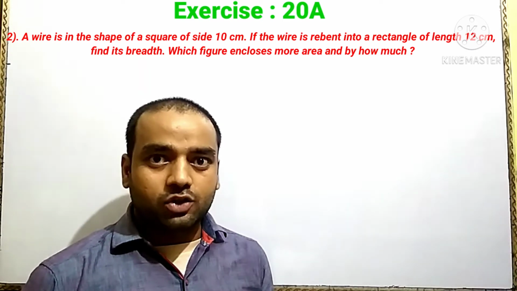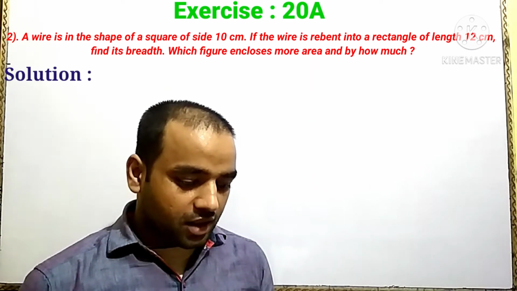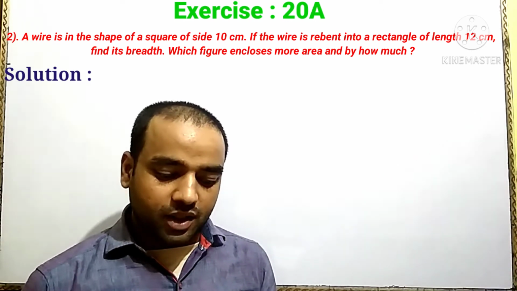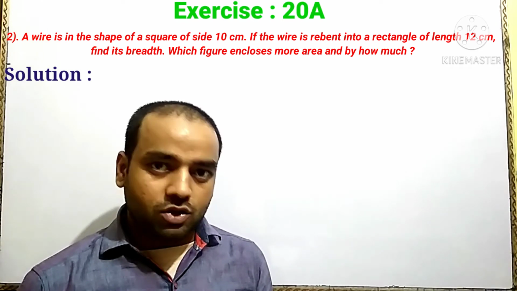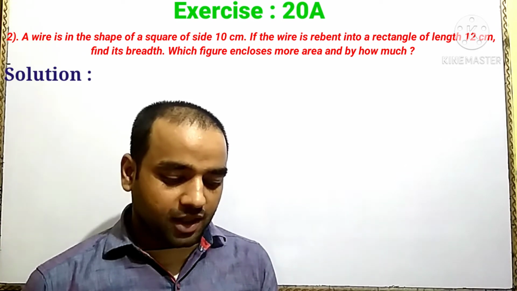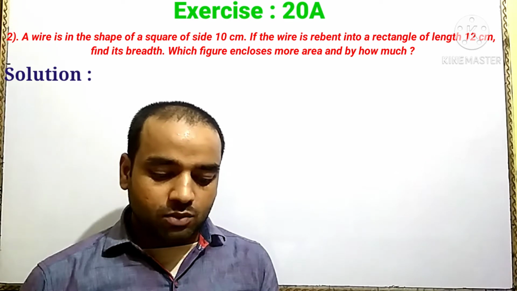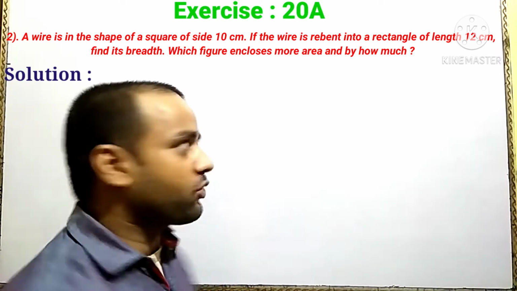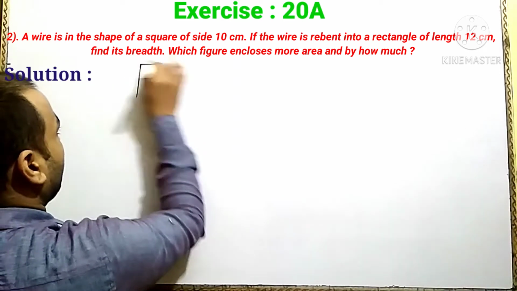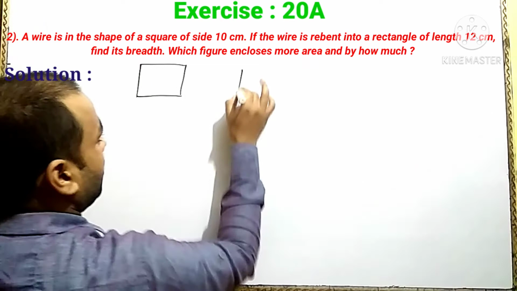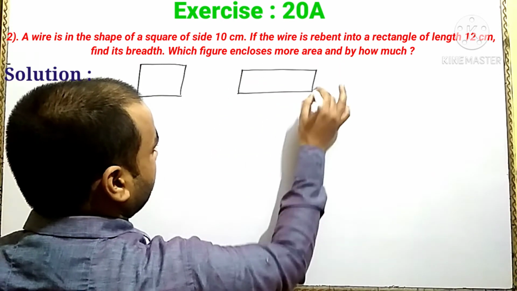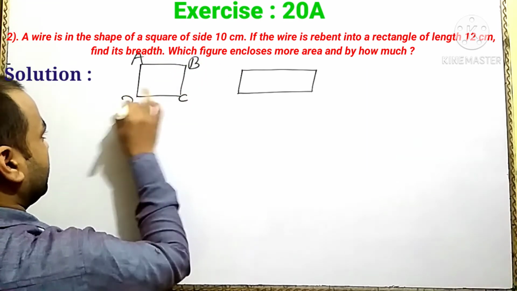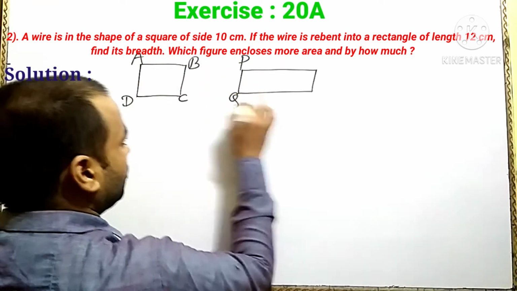In question number 2, a wire is in the shape of a square of side 10 cm. If the wire is reshaped into a rectangle of length 12 cm, find its breadth. Which figure encloses more area and by how much? Here there are two types of figure. First a square and second a rectangle. We draw the figures, a square and a rectangle. Name A, B, C, D. Here name P, Q, R, S.